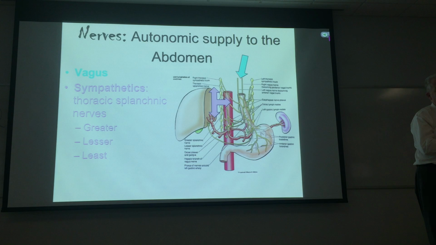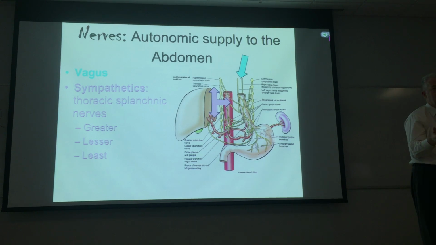The thoracic splanchnic nerves are preganglionic sympathetic fibers that have come from different parts of the spinal cord. Greater splanchnic came from T5 through T9. Lesser splanchnic from T10, 11, least from T12. Now understand, these preganglionics go over to the sympathetic trunk, and they do not synapse in the sympathetic trunk. They just travel straight on through.